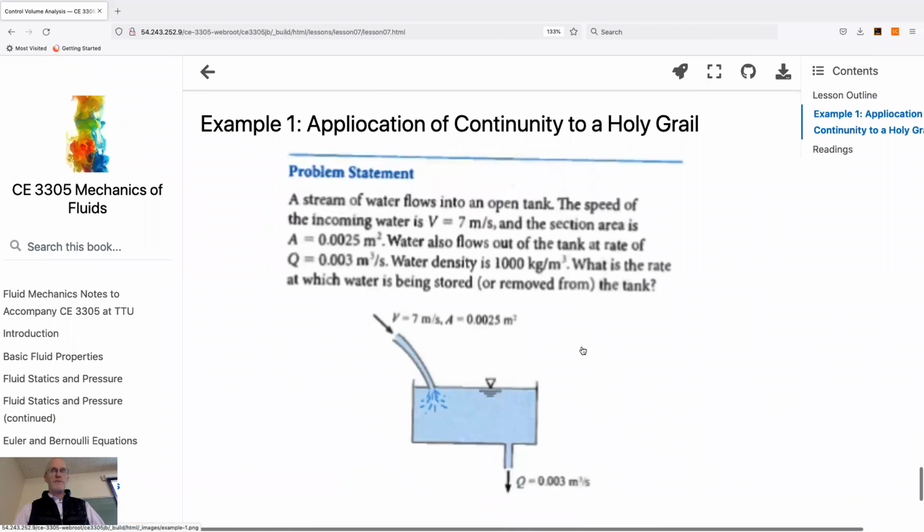But here's our problem. Let's suppose we're presented with this problem. We're going to apply conservation of mass. You could probably answer it by looking at it, but let's go ahead and do it too.